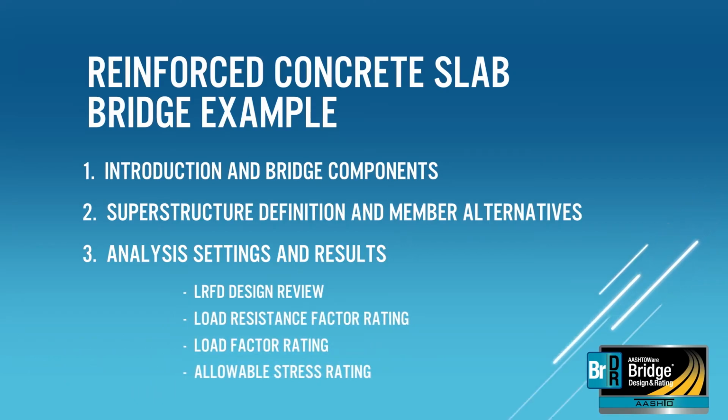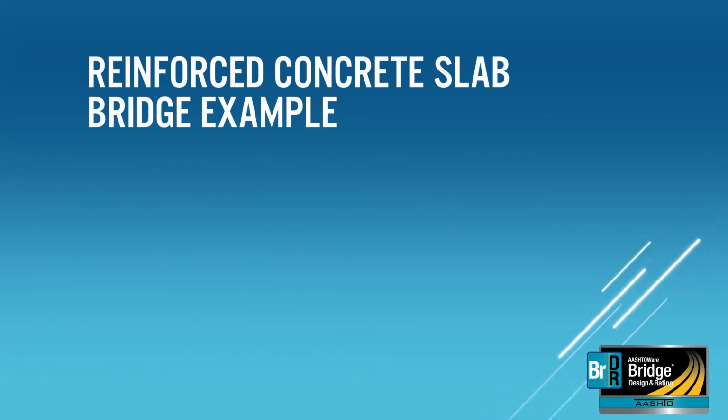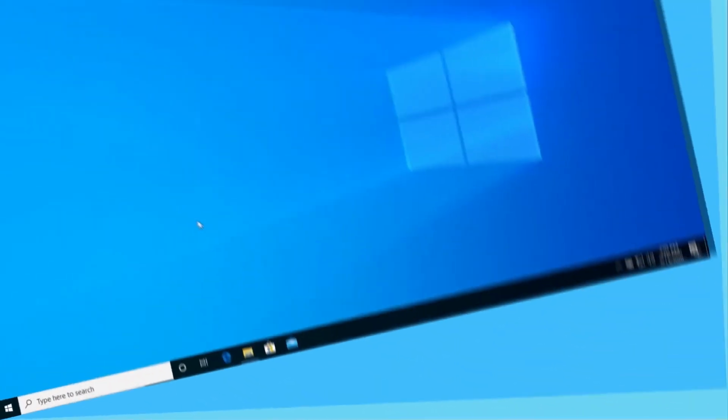This first video covers creating the bridge and entering bridge components, such as reinforcing steel and concrete materials and appurtenances. The second video covers creating the simple span superstructure definition and describing the slab members of the superstructure. The third and final video covers selecting the analysis settings, including entering permit and legal vehicles, and viewing the results output of the analysis. We will now continue with video 1, creating the bridge and entering bridge components.